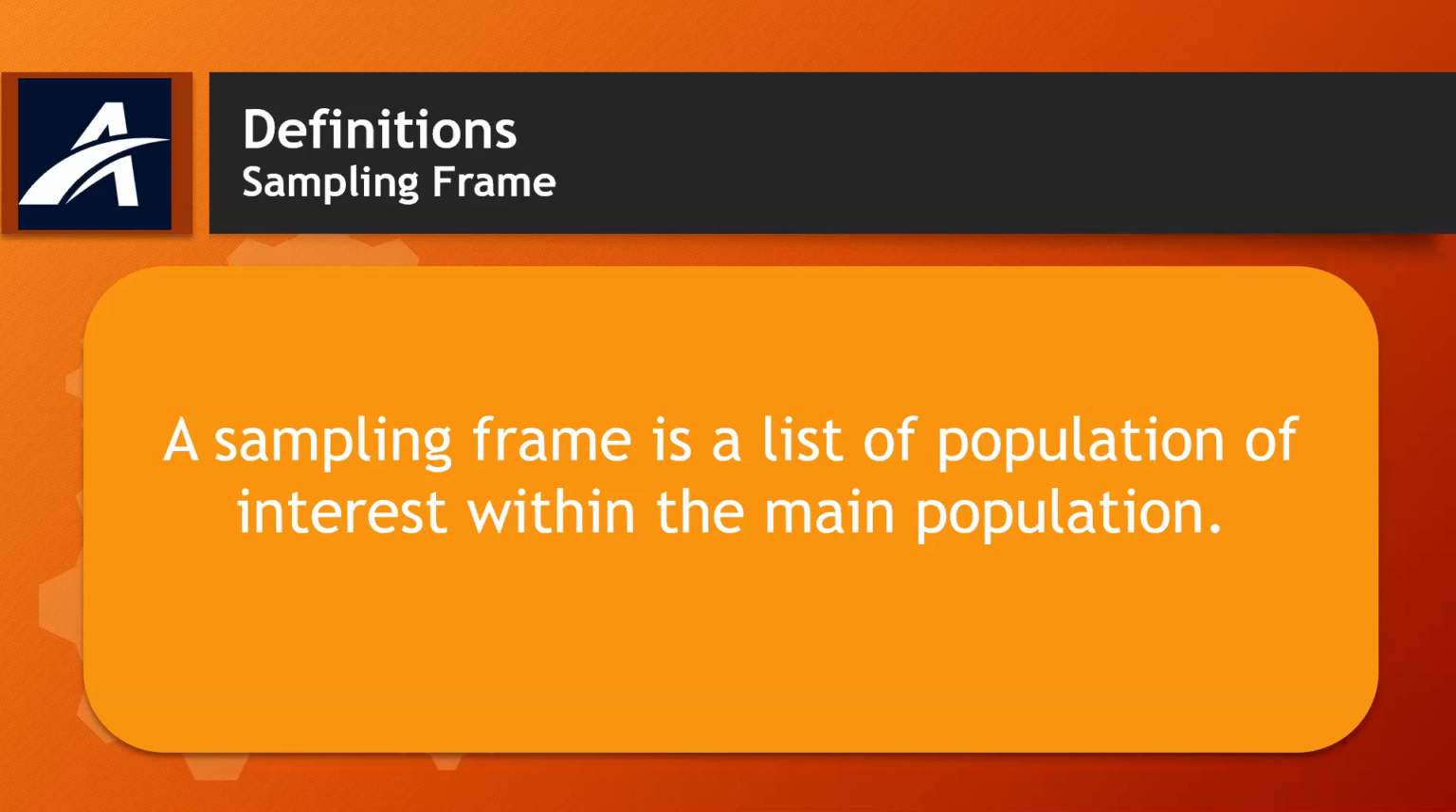So when you select a subset, say for instance, you just want to study the height distribution of those guys who miss. What is the average height of those guys who miss? And what is the average height of those guys who hit the bullseye? Since we have a column for hit or miss, you're looking at that subset, those guys who exclusively miss. So that could form a sampling frame. It is a list of the population of interest within the main population.